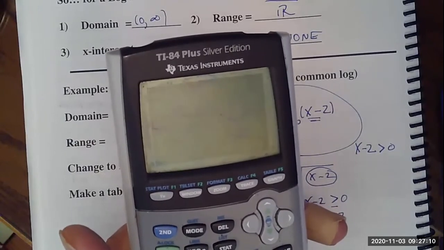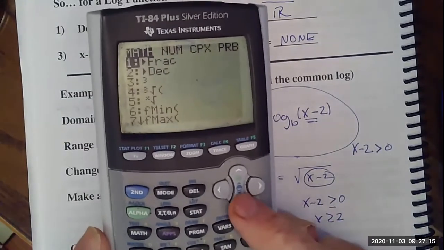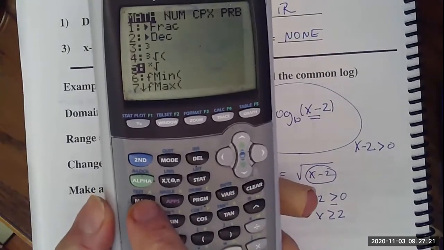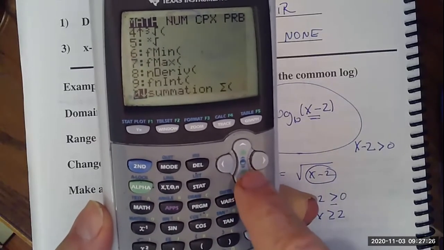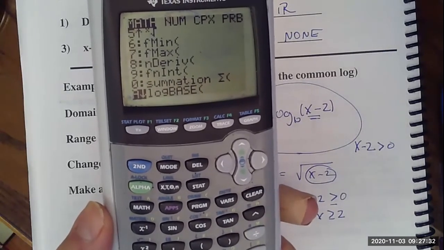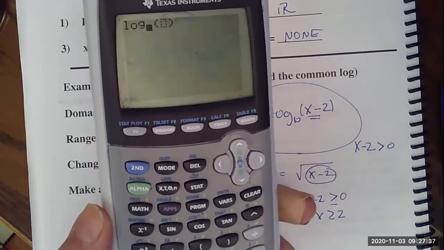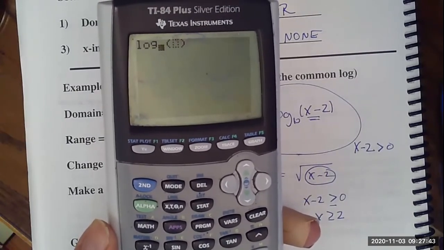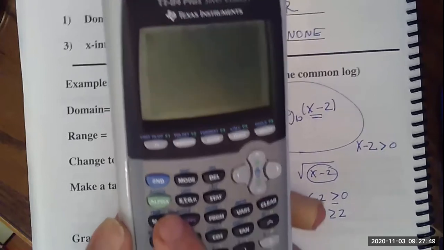If I go into, I think it might be one place, math. I'll try that. Math, and then toggle down, right there, that one there. If you've got log base, capitalized, at least in my calculator, then you have something that looks like that, which is slick, because it allows you to type in any base that you want, any base that'll work.